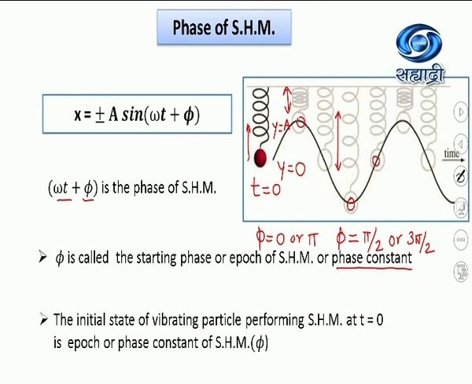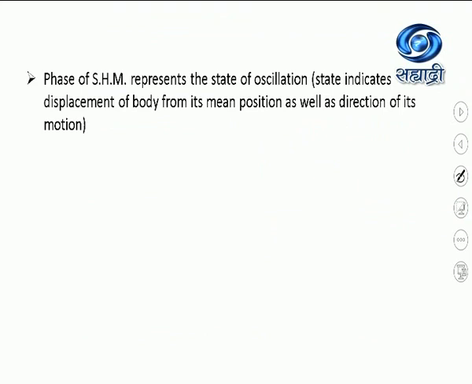The initial state of the vibrating particle performing SHM at t equal to 0 is called the phase constant or epoch of SHM. Let us now understand in detail what this phase of SHM is.